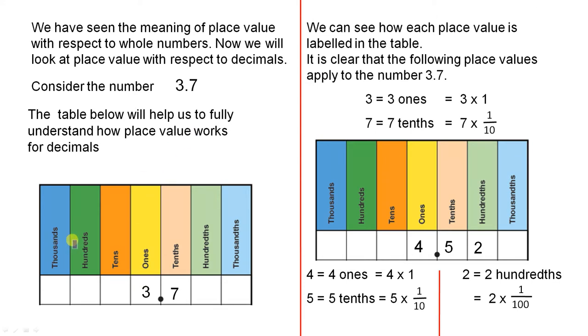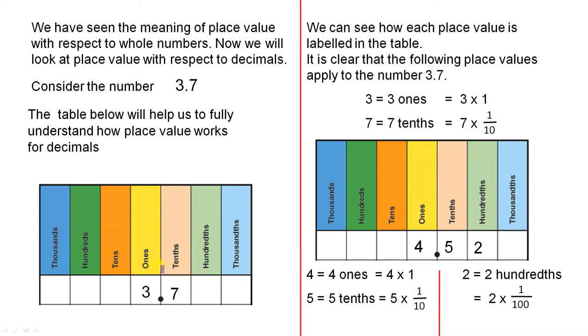Now we have a table here and each of these columns are labelled. Let's look at the position of the decimal point. Any number to the right of the decimal point in this column here is actually a fraction, and it's whatever that number is times 1/10. Any number here is actually a fraction, and whatever the number is here, you multiply it by 1/100. Whatever the number is here, you multiply it by 1/1000.